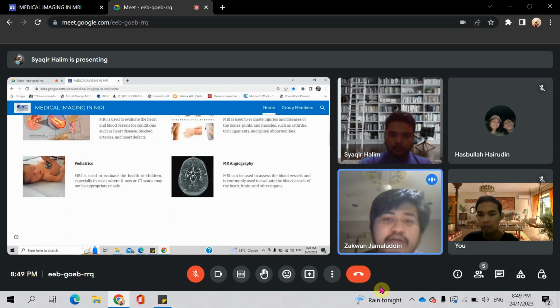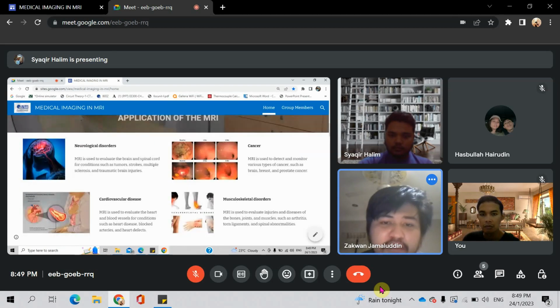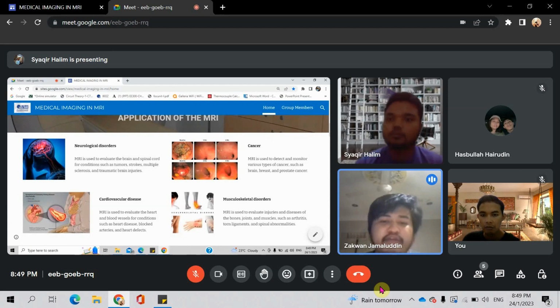So we go to the next one. For cancer, MRI can be used to detect and monitor various types of cancer, such as brain, breast, and prostate cancer. For musculoskeletal disorders, MRI can be used to evaluate injuries and diseases of the bones, joints, and muscles, such as arthritis, torn ligaments, and spinal abnormalities.